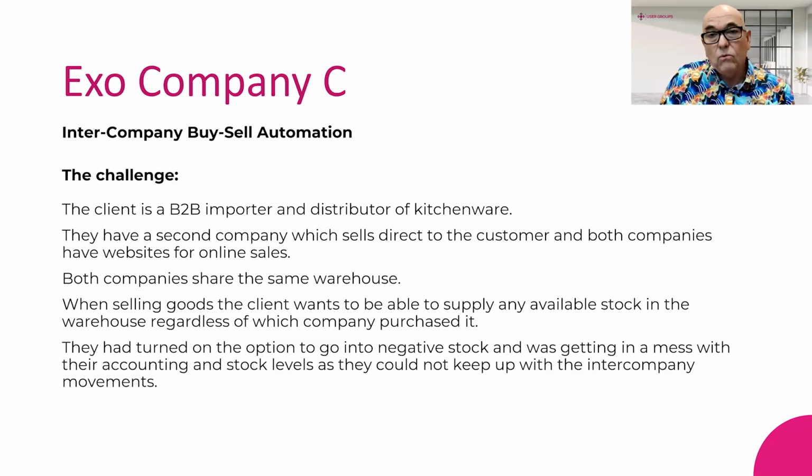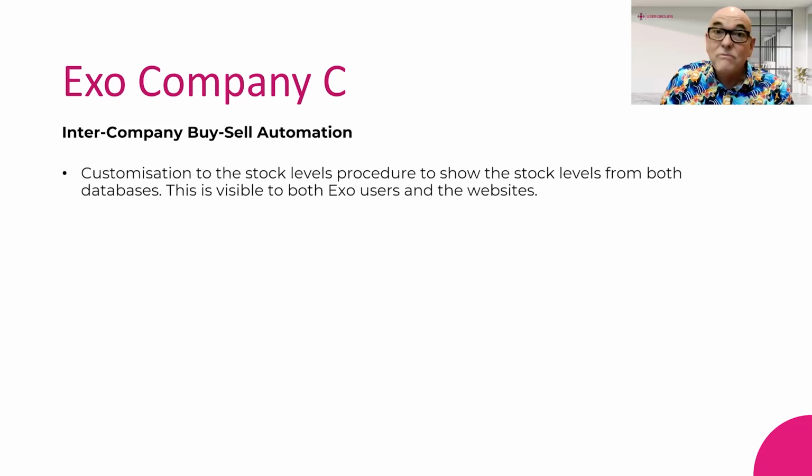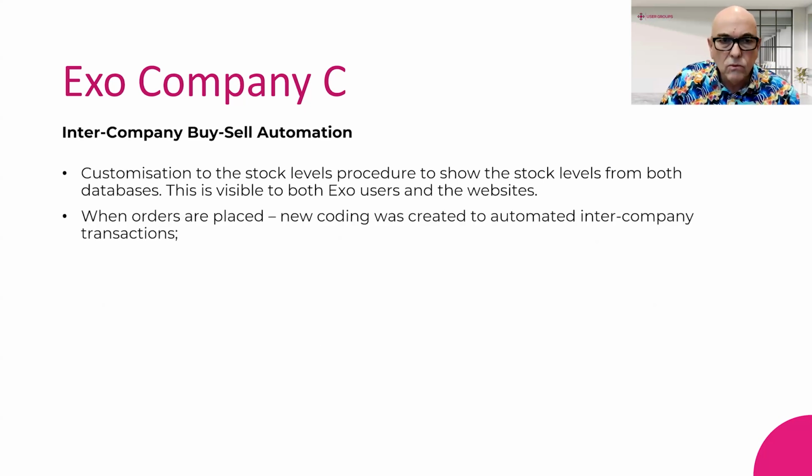And then after that, looking at the case here, they were trying to go into negative and then do journals or adjustments later. But once we go into negative stock with Exo, it's not happy days and it's really not recommended. So the best way to do it is what happened here with the customization. They could also see the stock levels. And when the order is placed, this new coding was created.